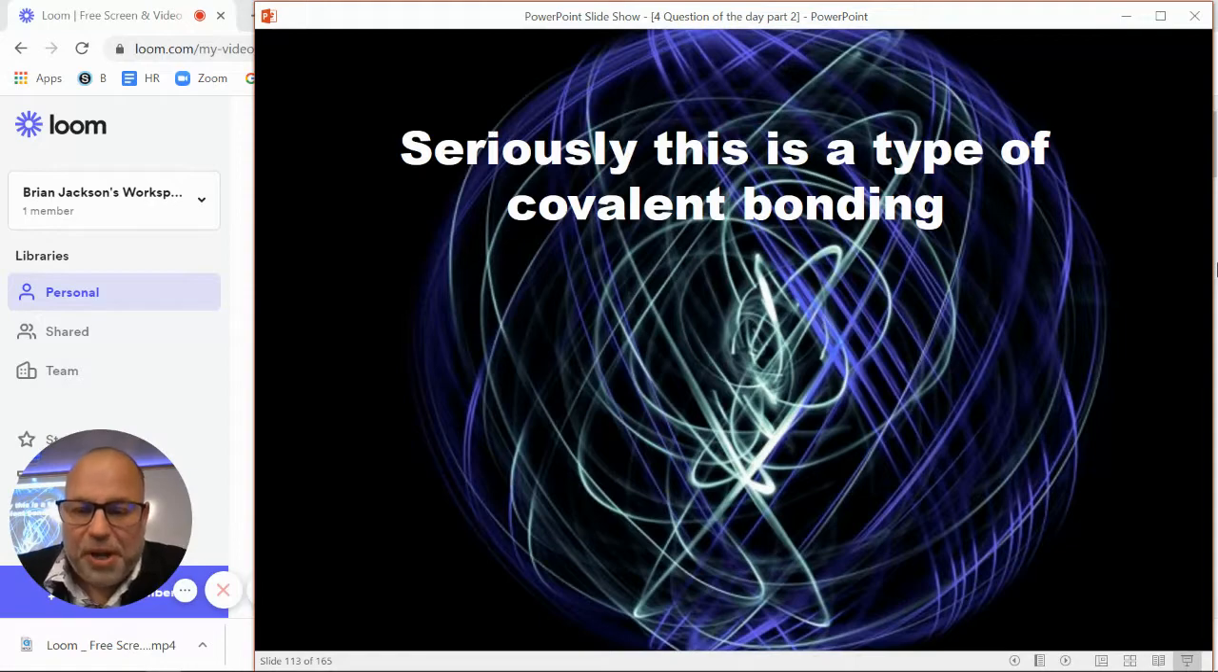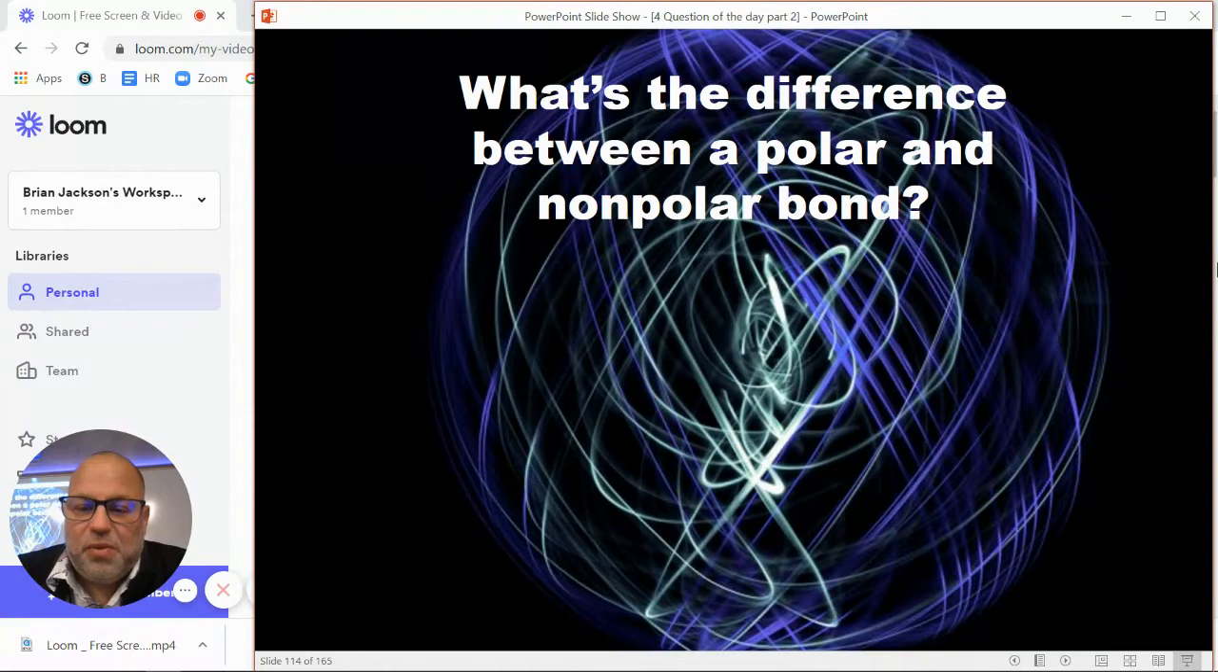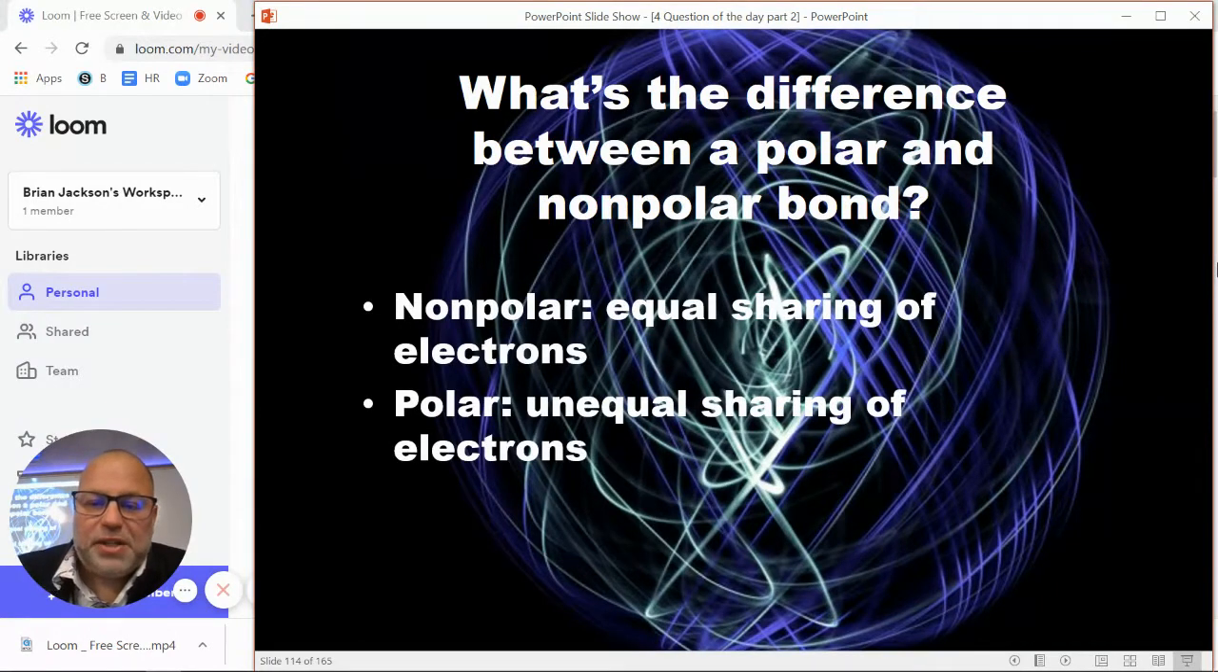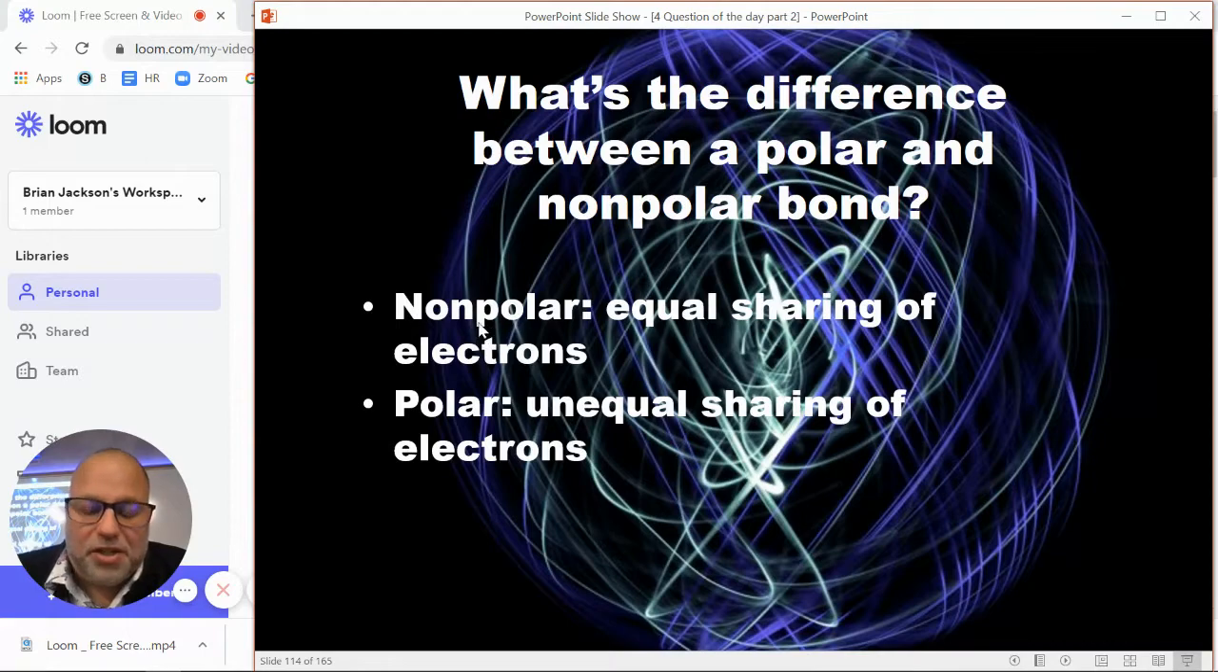All right, anyway, seriously though, there is a difference between what's called a polar bond versus a nonpolar bond when it comes to covalent bonding. So we want to get into what is the difference between the two of these. Let's start with nonpolar. Nonpolar just means they share the electrons equally.